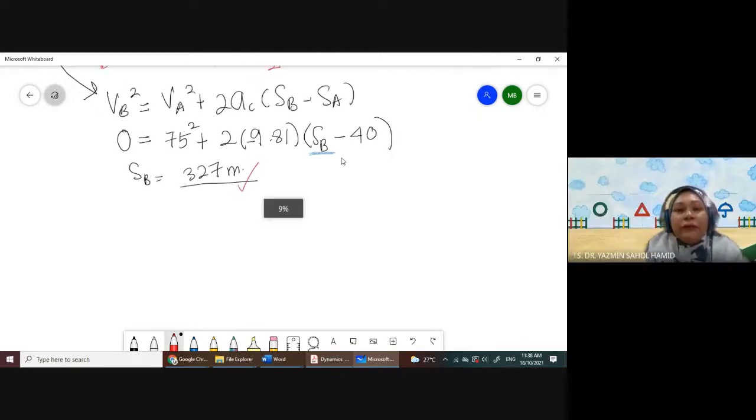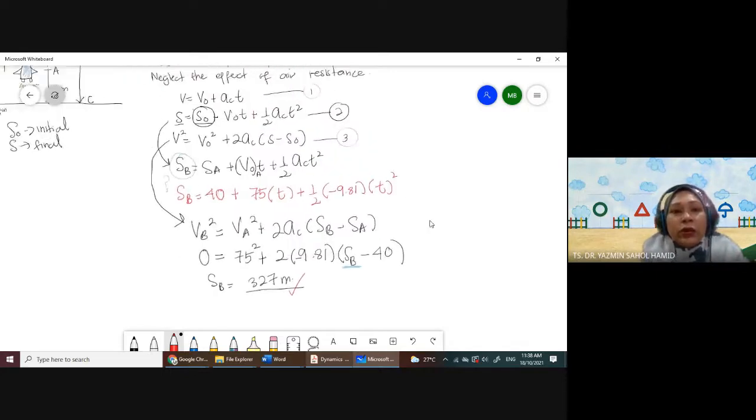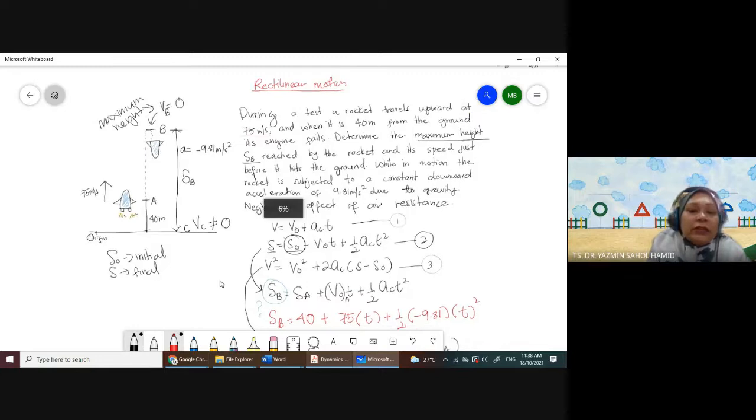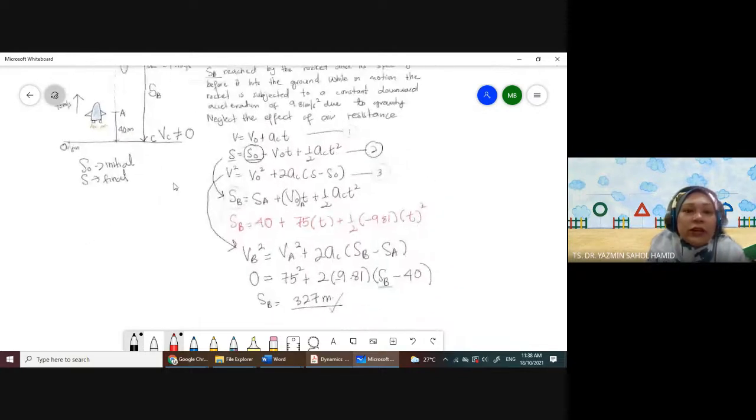That is the answer, yeah. Let's say I add another question. Find me the velocity at C. Now, the velocity just right before it reaches the ground is not zero. There is a value for it. So can you find me the velocity just right before it reaches the ground?